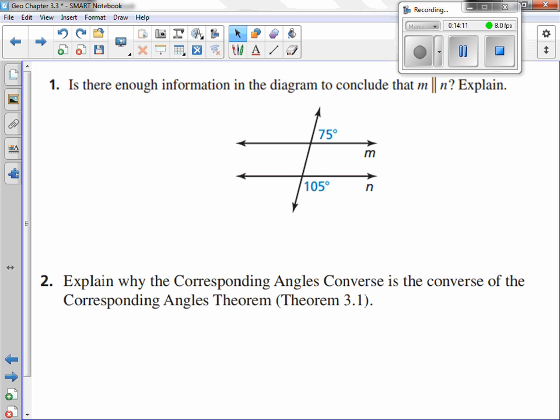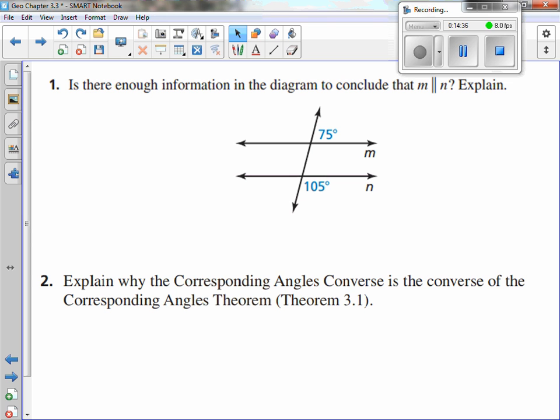So, now another part of the assignment is this here. Okay? What we want to say, and it's going to ask this on the homework, is there enough information here to say that these two lines are parallel? We have two angles, don't we? Are these angles, 75 and 105, congruent? Are they corresponding, alternate interior, alternate exterior?